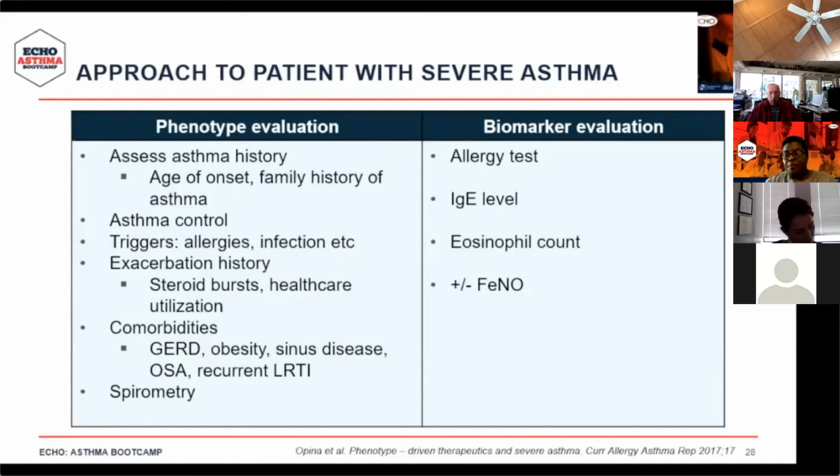And then once we know their phenotype, understanding what their biomarkers are to try and understand what is going on in their body and linking it to an endotype or a type of inflammation. And this can be done with the help of an allergy test to see if they have a positive allergy test or allergic asthma, an immunoglobulin E or an eosinophil count check, and a FeNO may be checked as well.